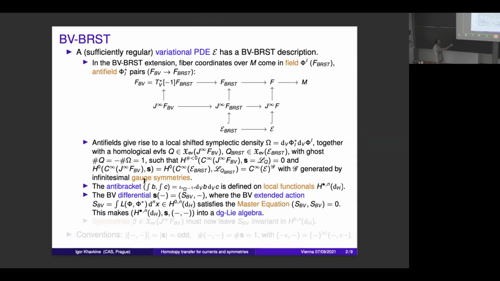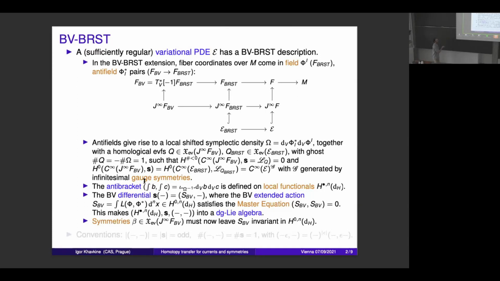Okay. Moreover, the anti-bracket allows us to write the BV differential as an inner form, acting on other local functionals. So the BV differential is written as the action, through the anti-bracket, of a so-called extended BV action, which is itself a local functional, so the integral of some representative in this cohomology class. And the nilpotency of the BV differential is related to the master equation for the BV extended action, which is written here. The anti-bracket with these properties and compatibility with the BV differential makes local functionals into a dg Lie algebra. Okay, so again, this is just background information.